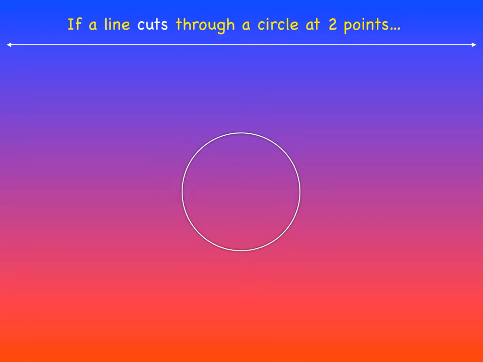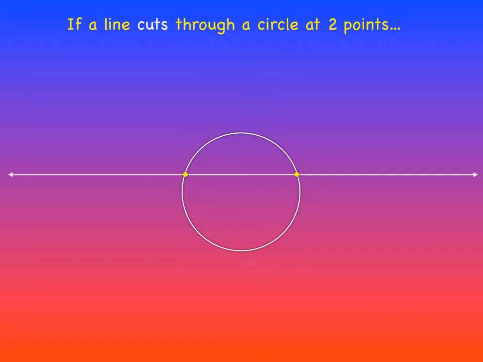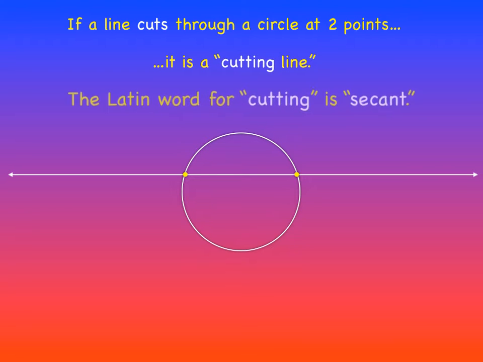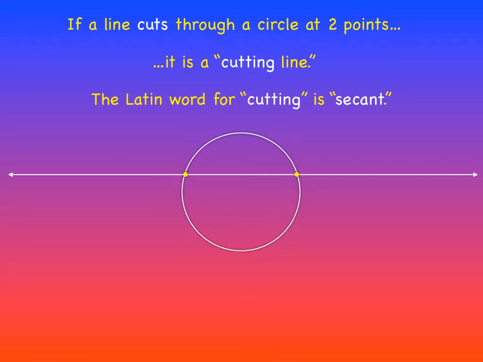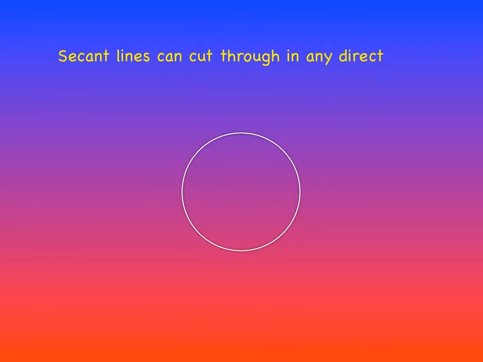If a line cuts through a circle at 2 points, it is a cutting line. It's not a touching line, it's a cutting line. The Latin word for cutting is secant. So math people call it a secant line, or just call it a secant. Secant lines can cut through in any direction.